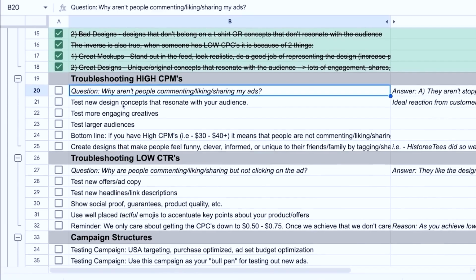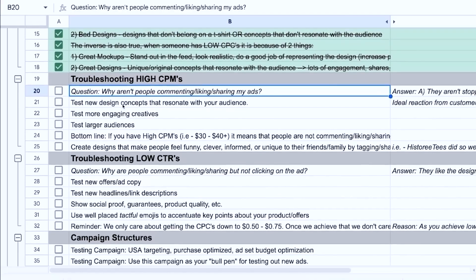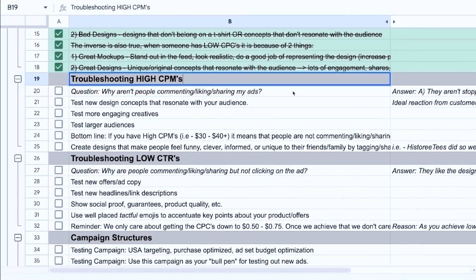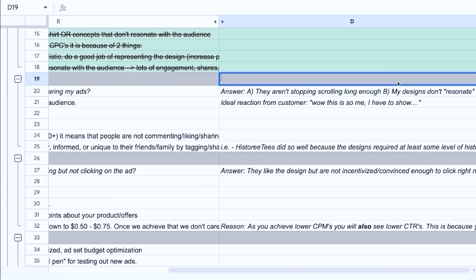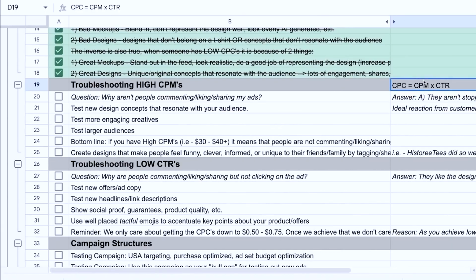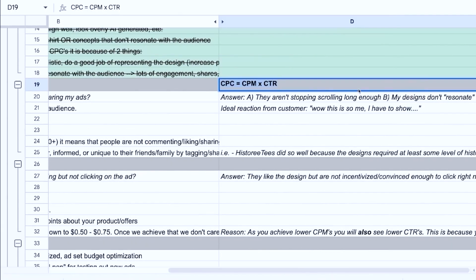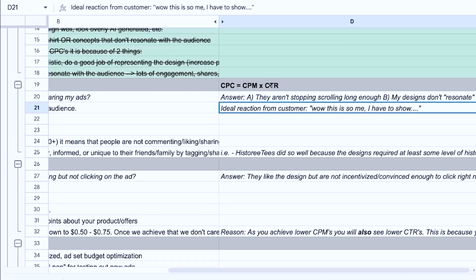Why aren't people commenting, liking, or sharing my ads? So the reason that CPMs matter is because cost per click equals CPM times link click-through rate. It's not multiplication, but it's just a combination of these two. And so CPM has the biggest impact. CPM is cost per thousand impressions. The way that we lower it is a couple of different ways.